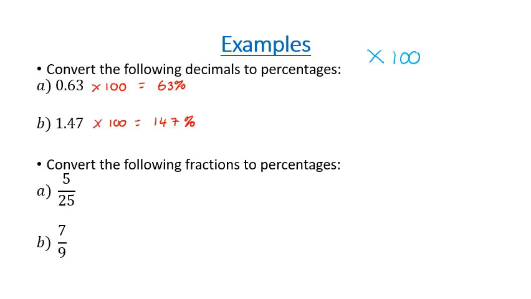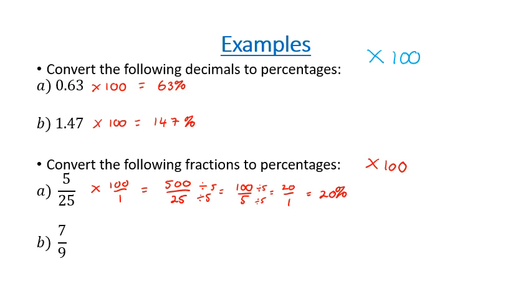The next example says convert the following fractions to percentages. Well, remember that all we have to do is times our answer by 100. So if we times this by 100 over 1, that's going to give us 500 over 25, and we can cancel that down, remember. So if we divide by 5 on each side to cancel down, that's going to give us 100 over 5, which we can also divide by 5 again, which is going to give us 20 over 1, which is therefore 20%.